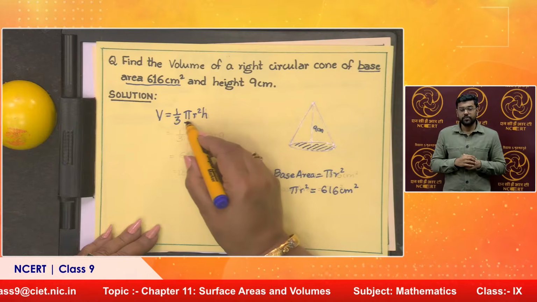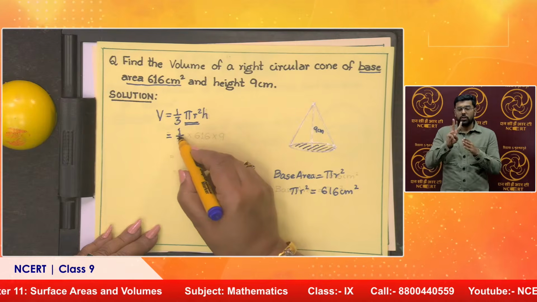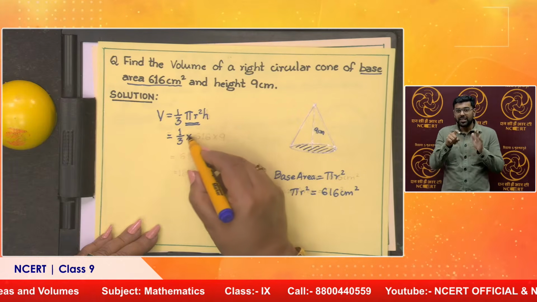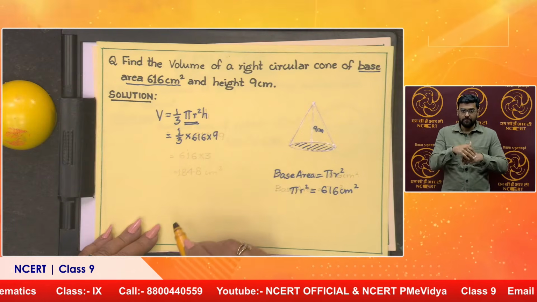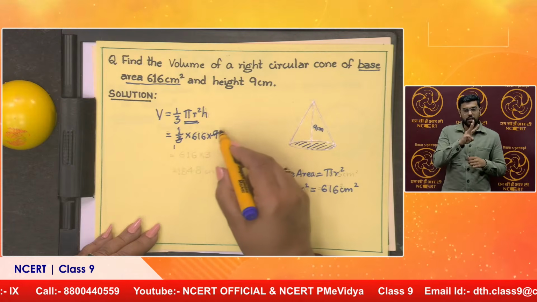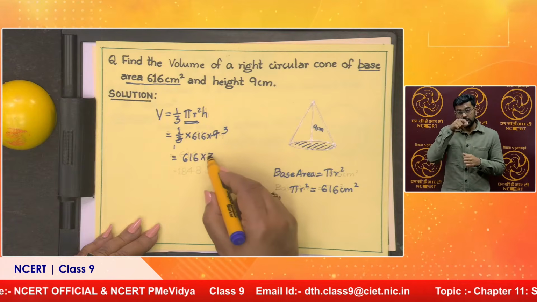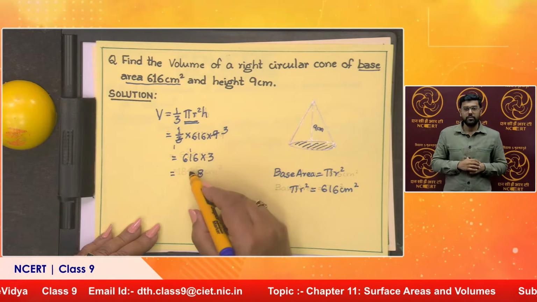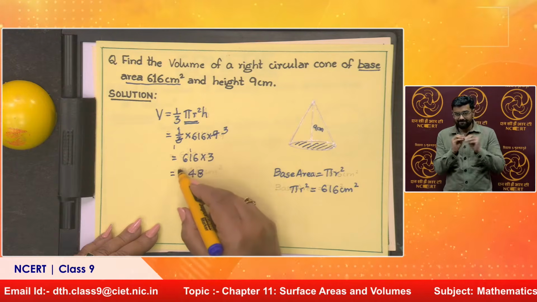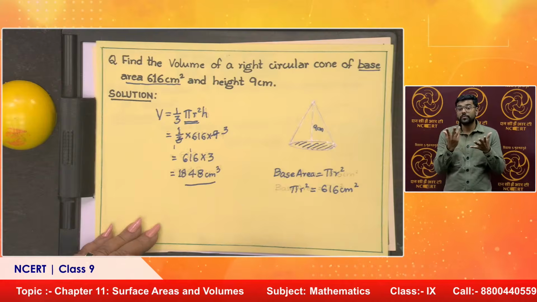Right? So pi r square, Tanvi, is already given to me. Yes, ma'am. Okay, so I will directly put the value of pi r square as 616 and the height also as 9 centimeters. So 3 ones are 3 and 3 threes are 9. That means I have to multiply 616 with 3. Now if I multiply, I will get the volume. 6 threes are 18, 1 carry, 3 plus 1 is 4, 6 threes are 18. So this is the volume of my right circular cone. I hope it is clear, children. Yes, ma'am. It's very much clear.